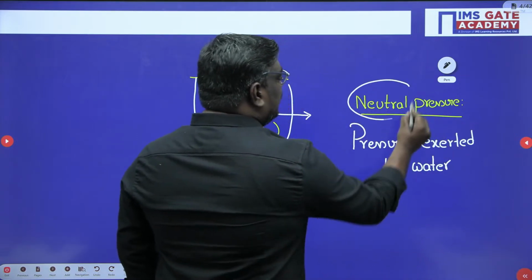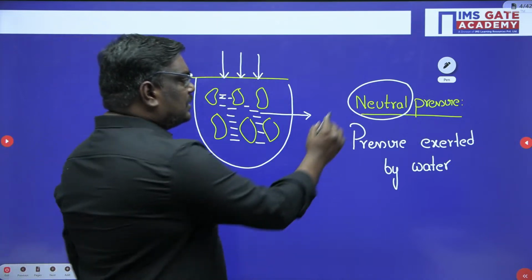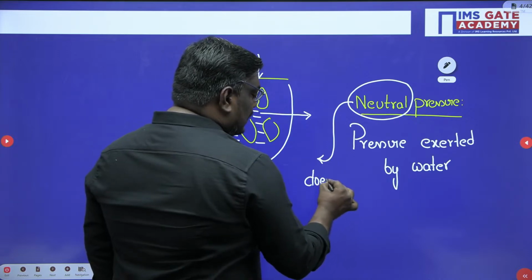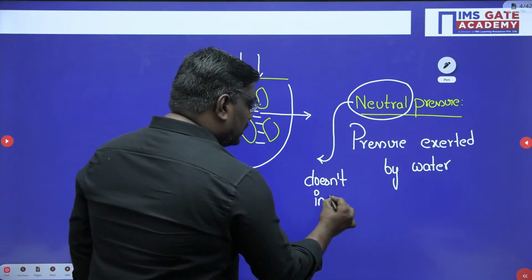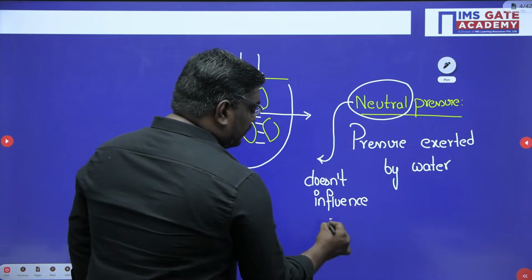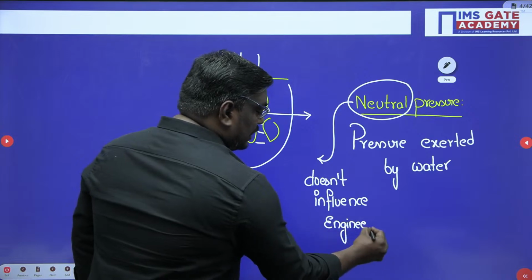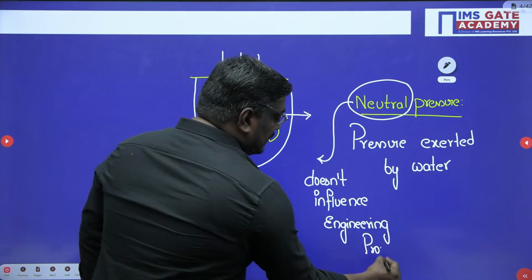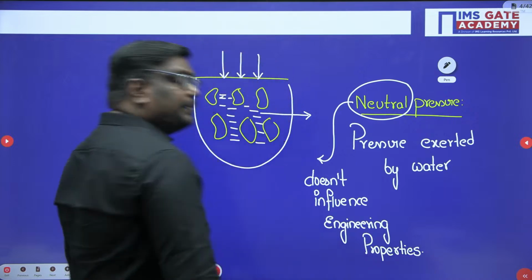Why is it called neutral pressure? That is the first question you will ask me. Why is it called neutral pressure, sir? Because it does not influence the engineering properties of the soil. That is the reason it is called neutral pressure, or you can say pore water pressure.